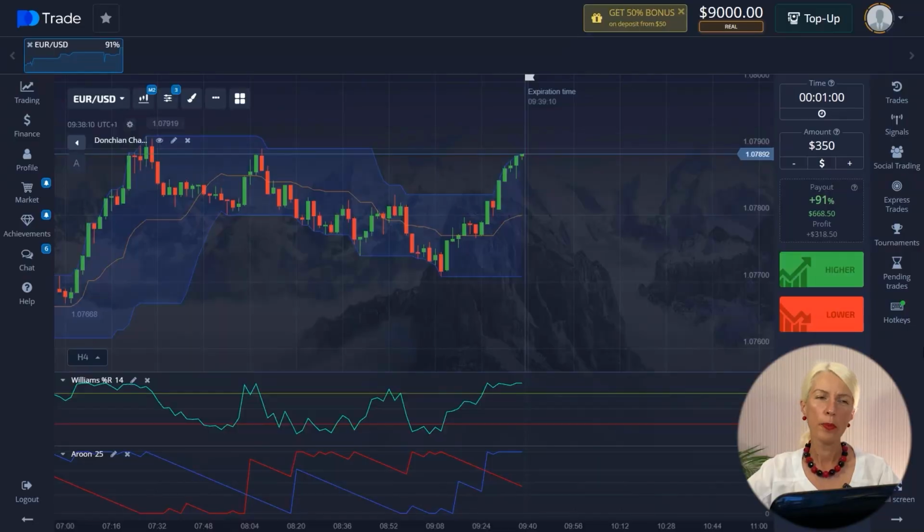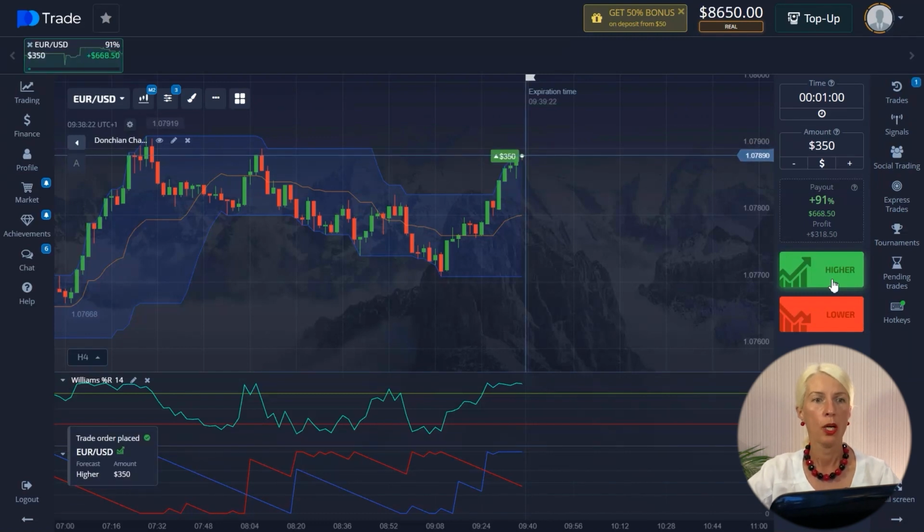And now, let's go to PocketOption and let's get going. I'll be trading the Euro-US dollar currency pair. The payout is 91%. Using indicators of the Donchian channel, the Williams percent range and the Aroon, I propose to open an up trade for 1 minute with $350 in, and yes, the time frame today is M2.